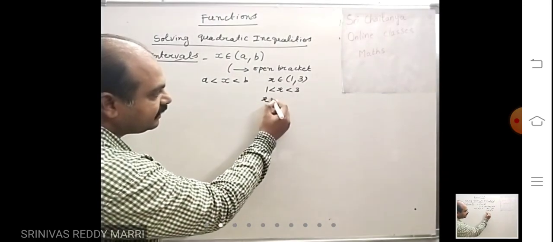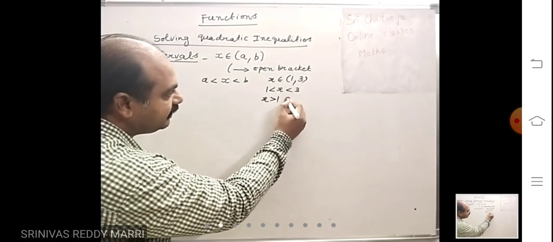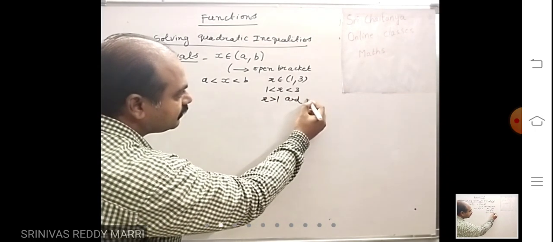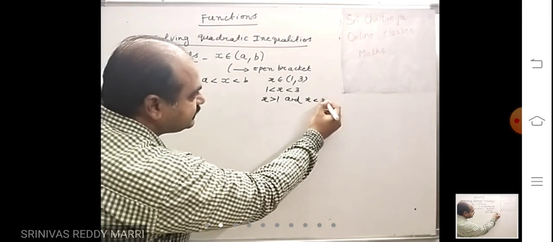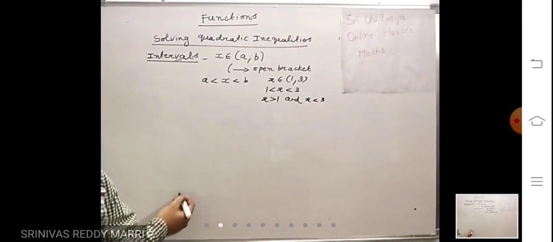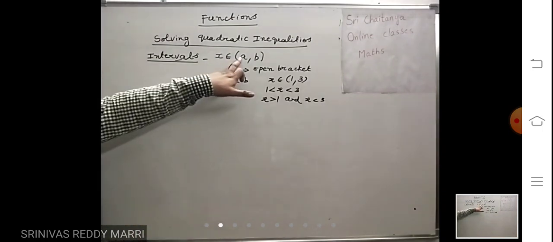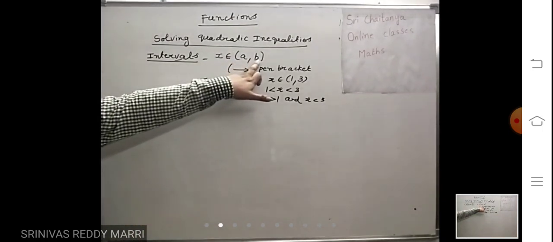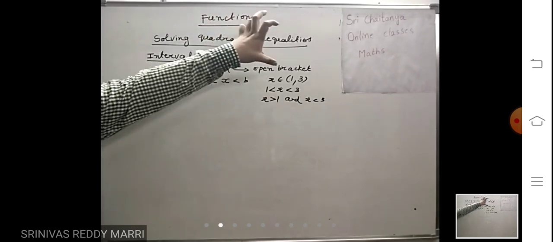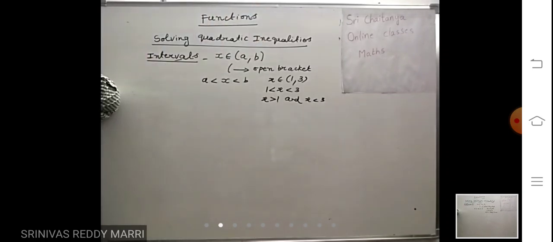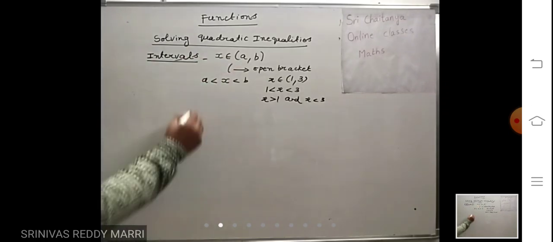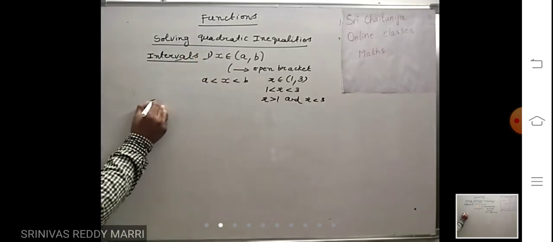This means that X is greater than 1 and X is less than 3. Right? So this interval is called an open interval. (A, B) means all the numbers between A and B, excluding A and B. So this is called the open interval. That is the first interval.